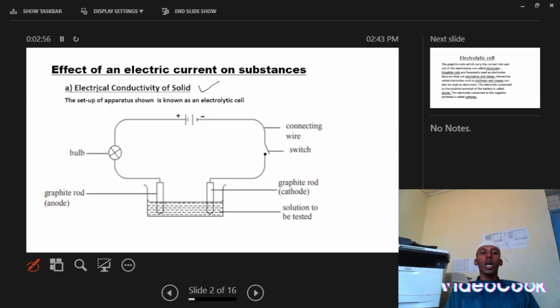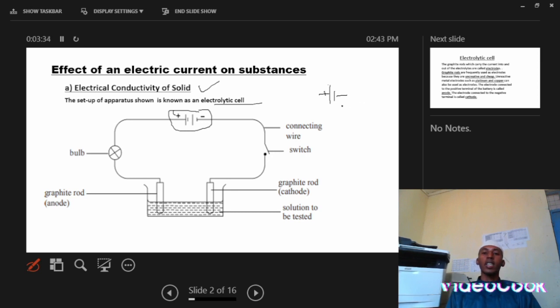Okay, so now this diagram that you see on your screen is called an electrolytic cell. The features here: we have the battery. A battery has the positive terminal and the negative terminal. The longer line always represents the positive, the shorter one is the negative terminal of the battery. In this case they have indicated it, but sometimes they only show you the longer one and the shorter one. So you must know that the long one represents the positive terminal of the battery and the shorter one always represents the negative terminal of the battery.